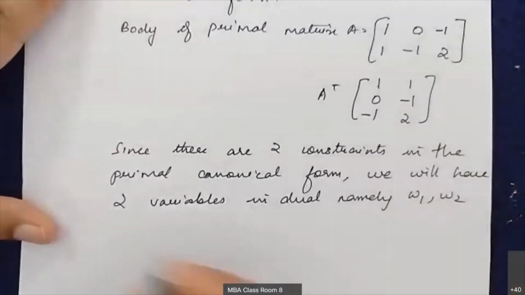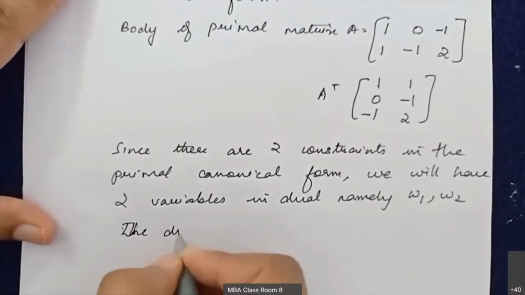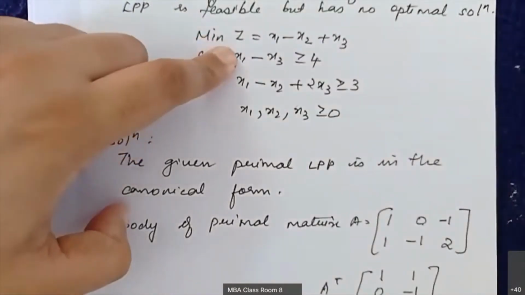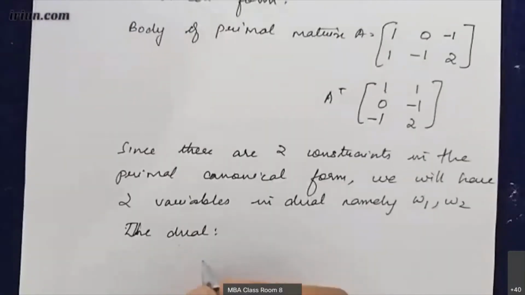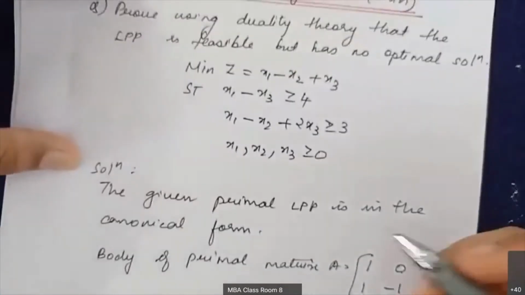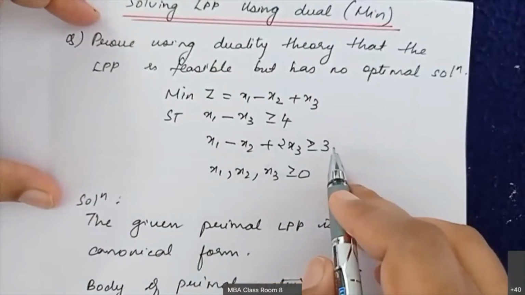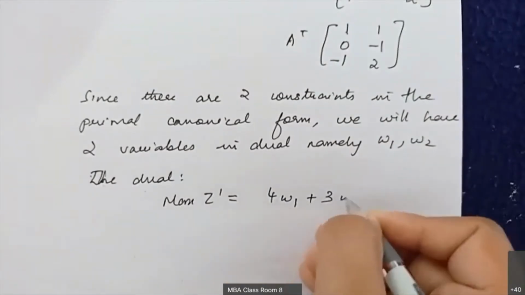Okay, so now we'll draw the dual. Okay, the dual LPP will be of the form. Here we have the minimization problem. It is minimization, so the dual will be maximize of z dash. Okay, maximize z dash is equal to, what are the right hand side of the constraints in the primal? It is 4 and 3. Okay, so here we'll have 4, 3. What are our variables? W1 and W2.